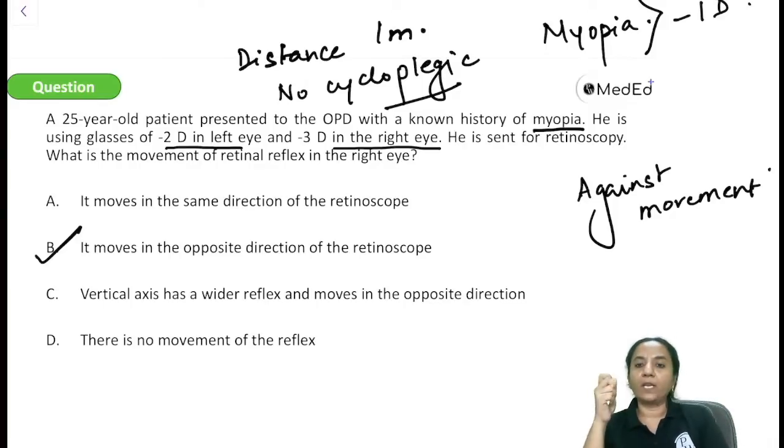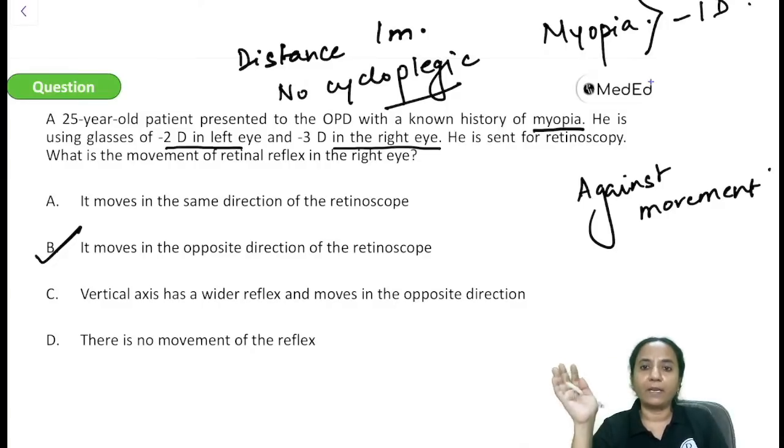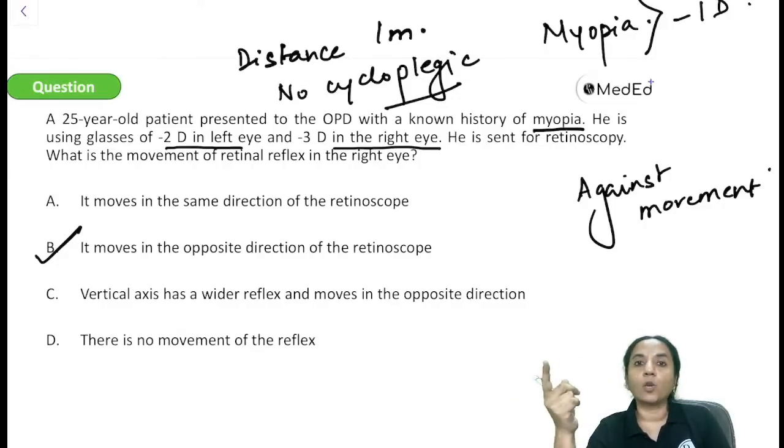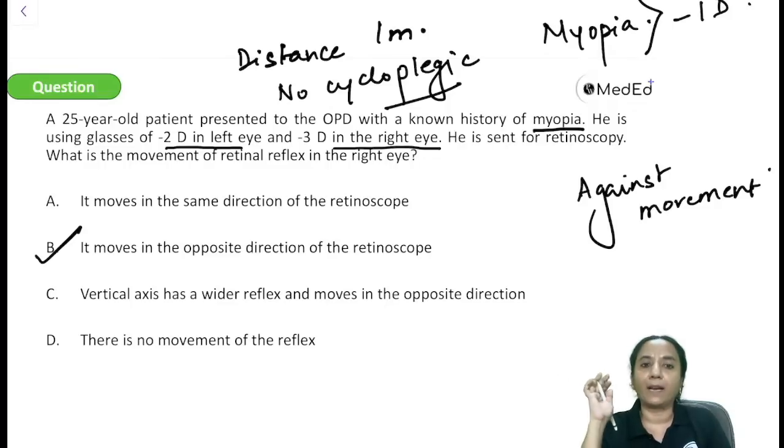So the catch in the question is that they have said that it's a 25-year-old patient, which means that the refraction is likely to be stable. It's going to be -2, -3 only. They have not mentioned the distance, so we assume the standard distance and there is no cycloplegia. So when there is no cycloplegia for a distance of refraction of 1 meter, if the myopia is more than -1, we are going to get against movement.